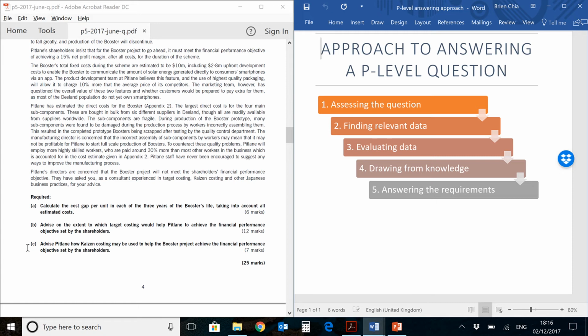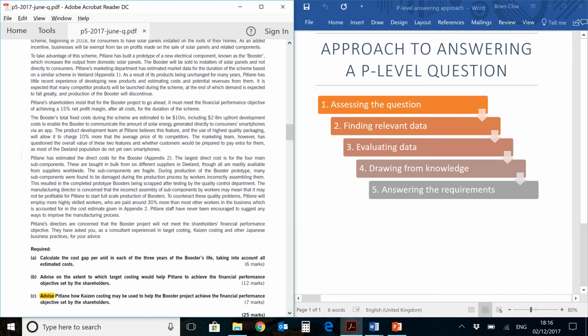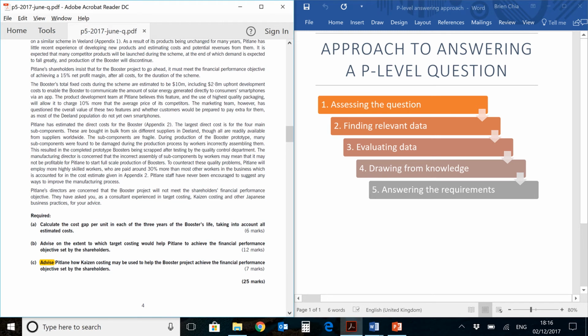So let's take a look at requirement C over here. The first thing that you notice is, again, the action verb, which in this case is advise. So advise is a high-level verb, and you need to have knowledge of the subject matter, and you need to read the content of the question, which is quite a lot over here, and think about how that topic or that model would apply and what benefits it might have to your client.